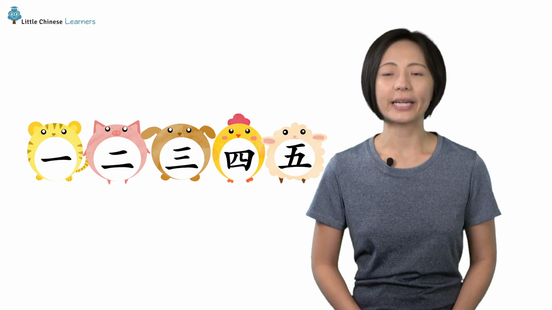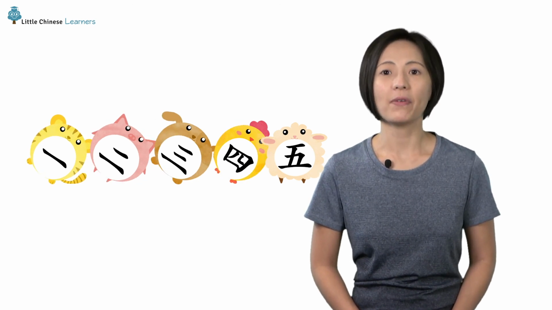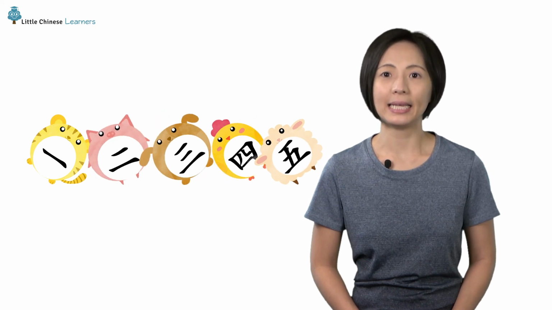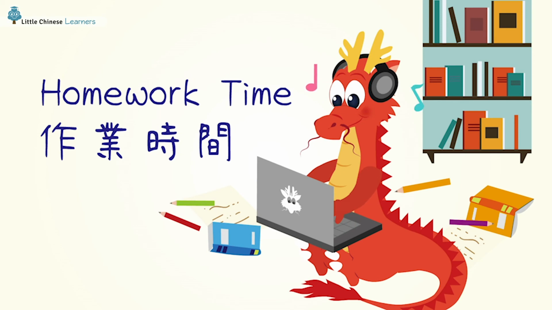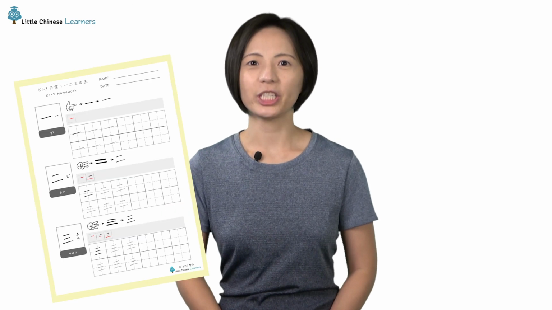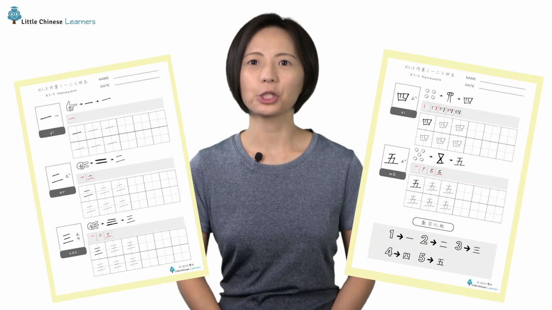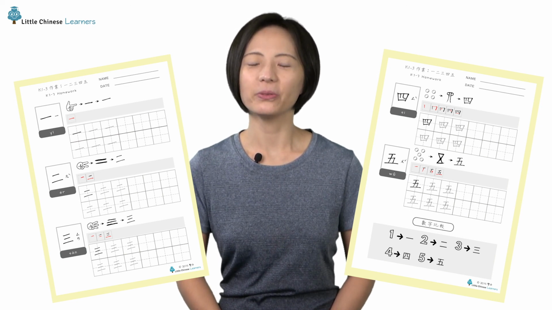If this seems hard, 没关系, it's okay. Practice makes perfect, so the more we write, the easier this will become. For the first part of today's homework, take these worksheets, use your favorite colors to trace each number, and then, when you're feeling confident, you can write the character on your own.